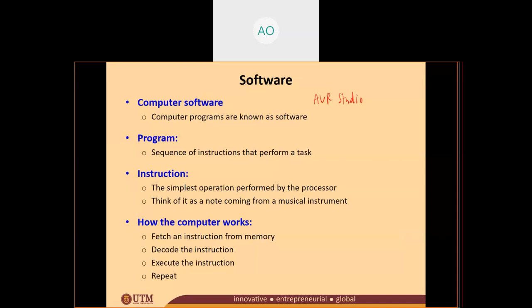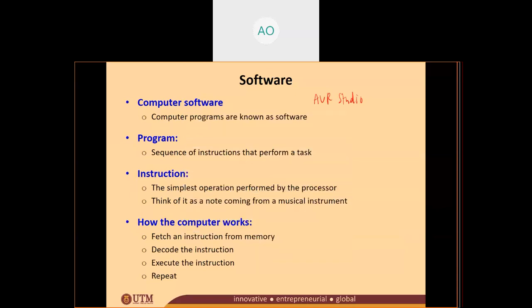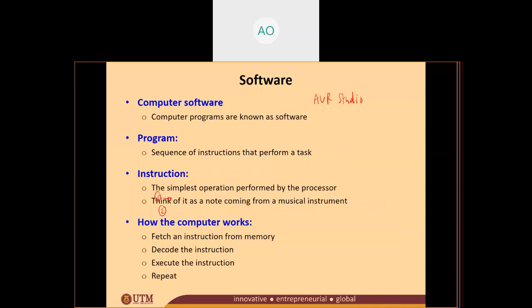Next, we have a program. A program is a sequence of instructions that perform a task. So you have multiple instructions that perform a few tasks. Then you have the instruction, the simplest operation performed by the processor. Think of it as a note coming from a musical instrument. This is the first instruction and this is the second instruction. If you combine the instructions, you can make a program.